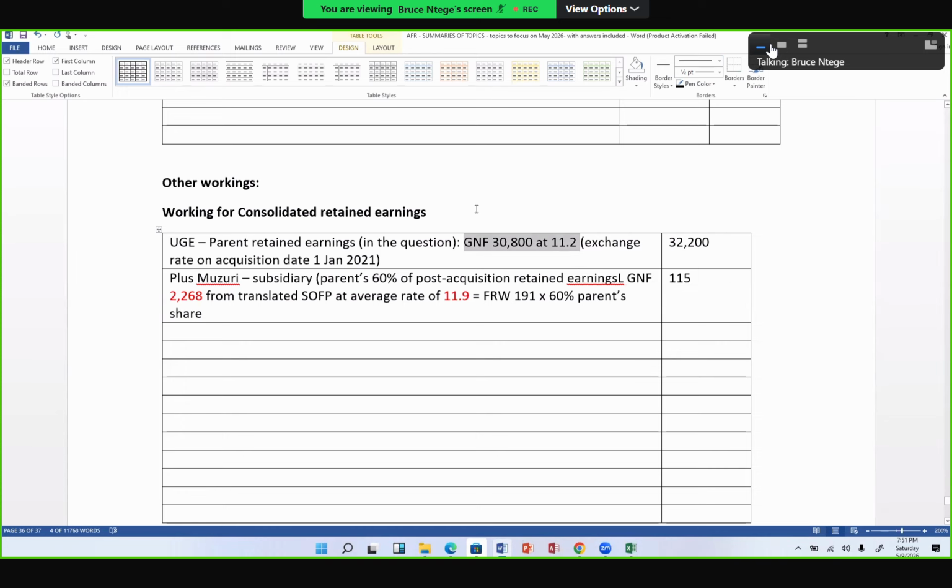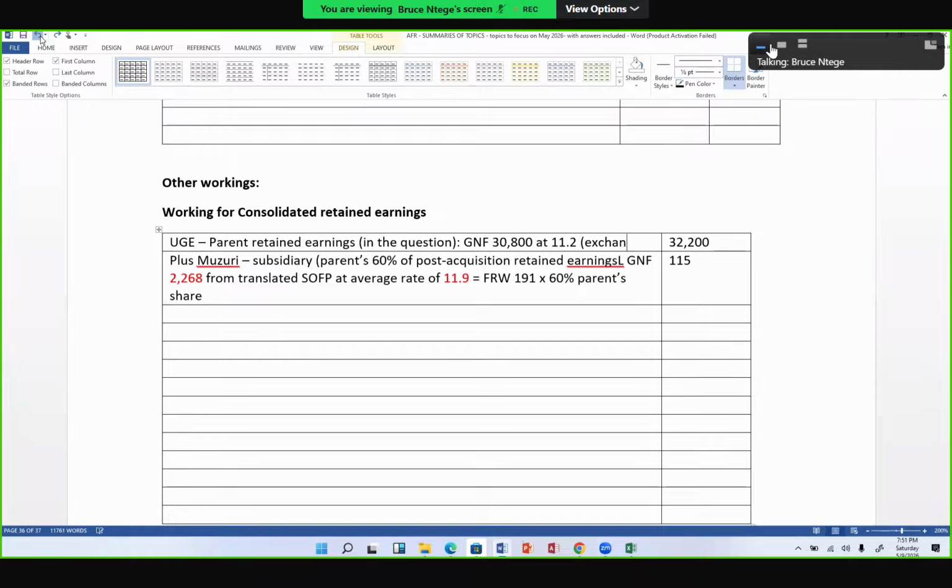Sorry, where am I? I've used something wrong. Okay, so I put it in a wrong working for the consolidated reserves. So I'm undoing this so that I take it to the right place.